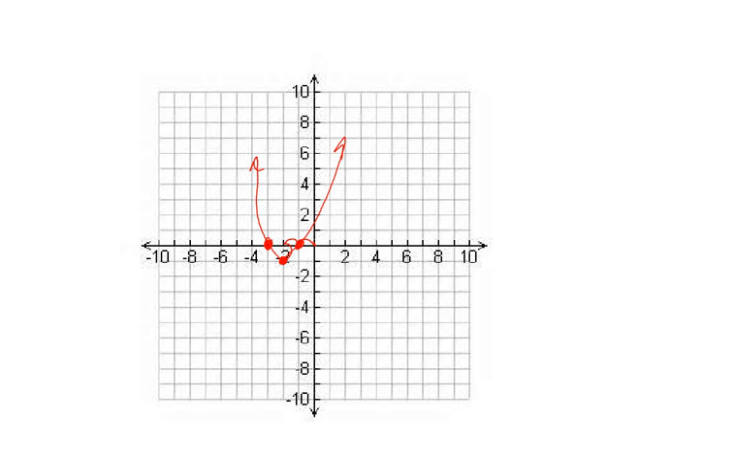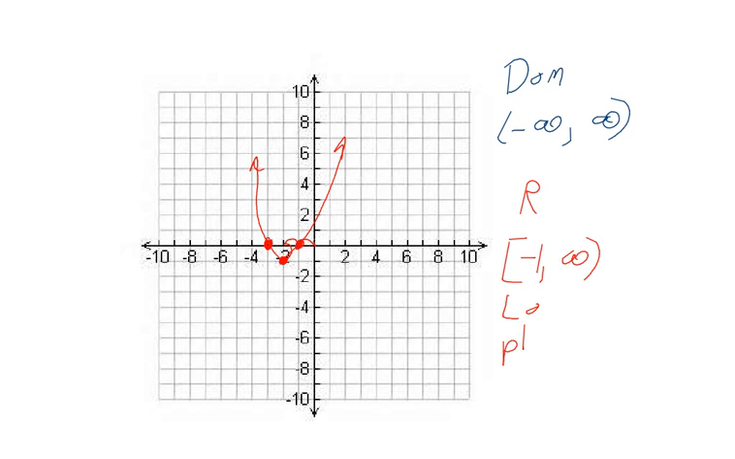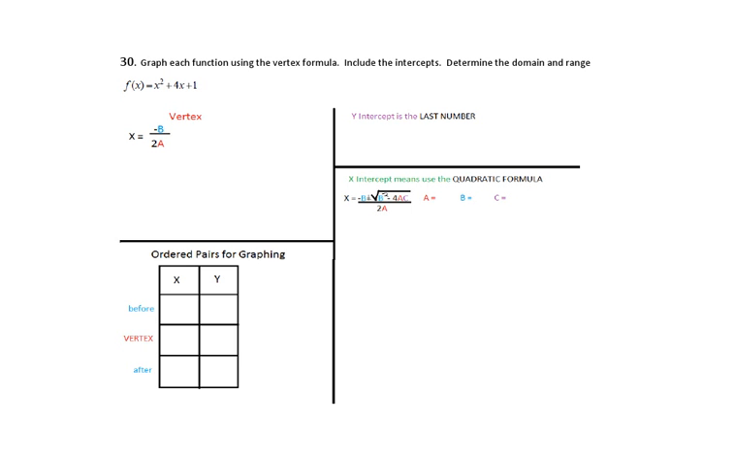As always, the domain is always negative infinity to infinity. That will not change. But this time the range would be from negative 1 to infinity. Negative 1 is the lowest point, and infinity because it goes up. All right, last one.